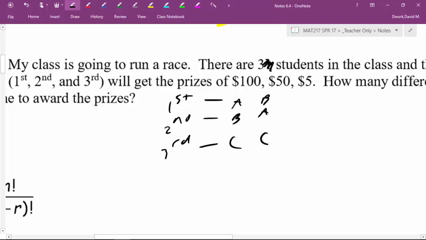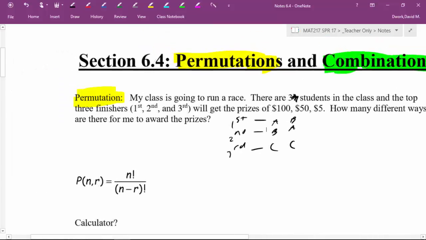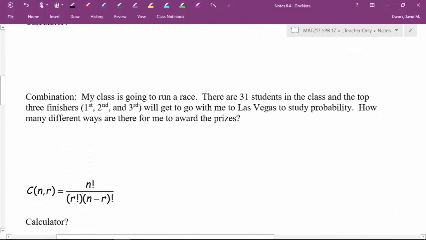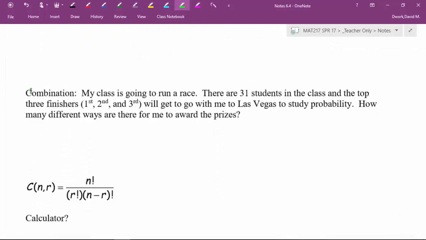Well, yeah. Student A is really happy in the first race because they got first place, they get $100. Then in the second race, the second way of doing it, they got second place. So yeah, they're still happy, they got $50, but not as happy as if they would have gotten $100. So in this case, we'll say order matters. The order in which you finish is important. So what we're going to do now is jump down to the combination problem, super fast.